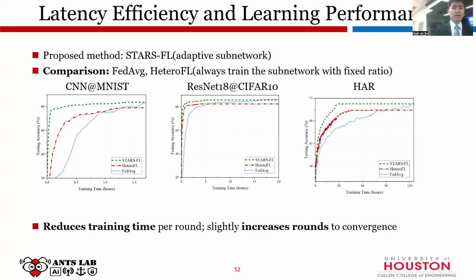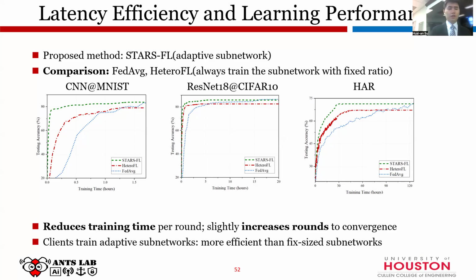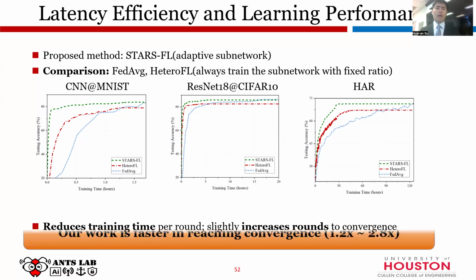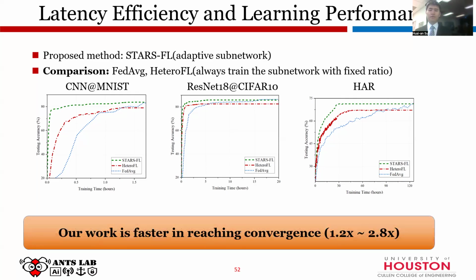And in that sense, we reduce the training time per round. We also can train adaptive subnetworks, which is more efficient than those fixed-size networks. Our work is faster in reaching convergence, with a ratio of 1.2 to 2.8.